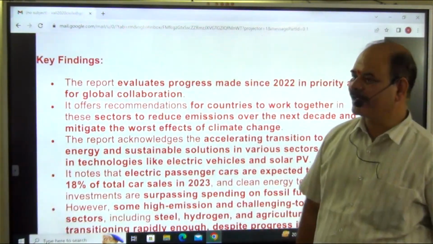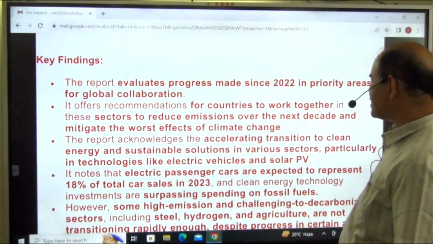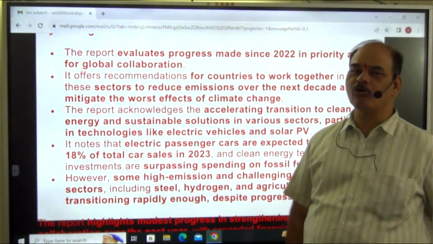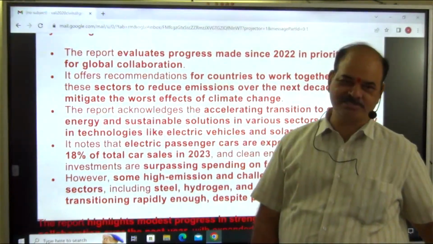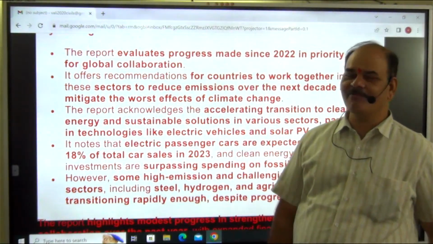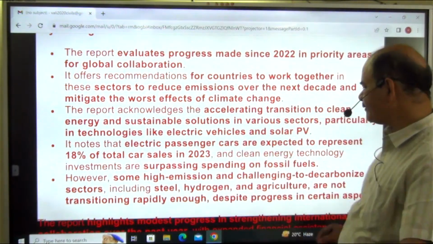And it is encouraging electric vehicles. It notes that electric passenger cars are expected to represent 18% of total car sales in 2023. No doubt in it. Everybody is switching over to electric vehicles. Suppose a person wanted to purchase a new car, they are going for electric vehicles.